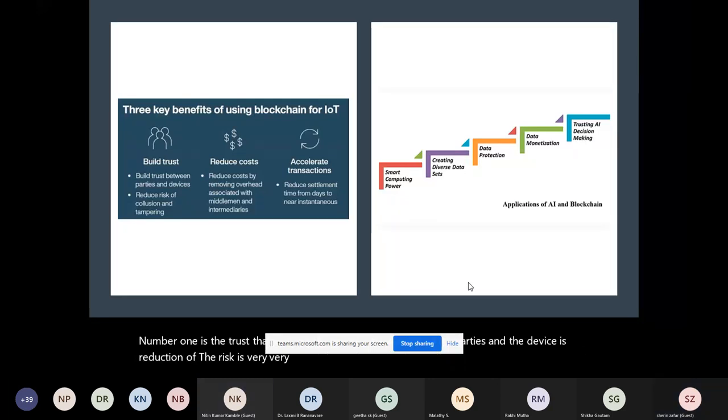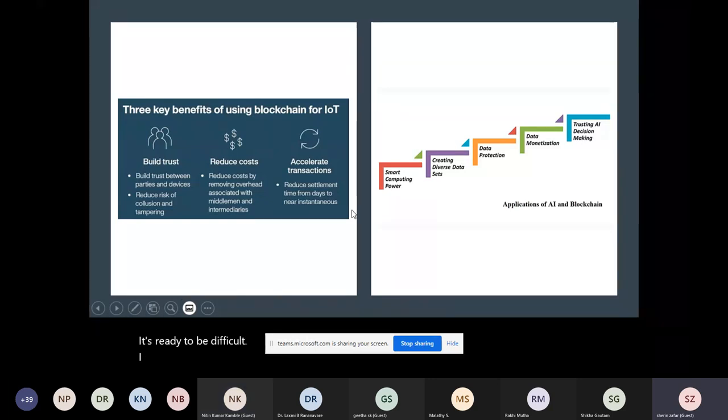Ma'am, sorry. Yes, sir. I'm sorry, I'm interrupting you. Can you zoom this picture, because it's not readable. It's very difficult to read the content that you have mentioned. I have done a full screen here, I'll just check that, sir.